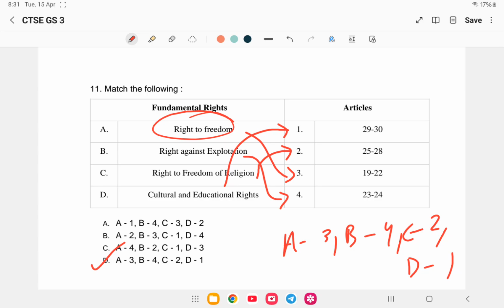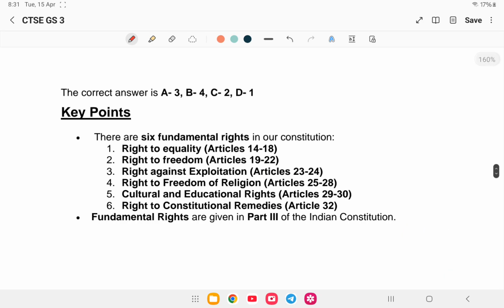Next, let us study in detail some of the articles. So 6 fundamental rights are there: right to equality, Article 14 to 18; right to freedom, 19 to 22; right against exploitation, 23 and 24; right to freedom of religion, 25 to 28; cultural and educational rights, Article 29 to 30; and right to constitutional remedies, Article 32. So these are all the articles. Let us go to the next question.